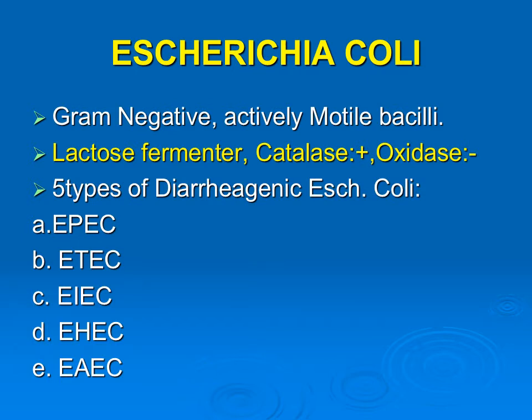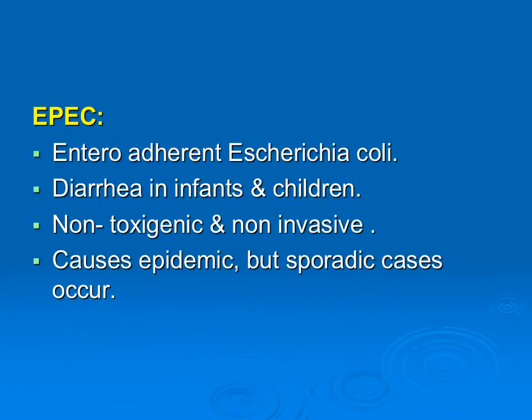Now we are going to mention the 5 important diarrheagenic strains, the toxigenic strains of Escherichia coli. They are named as enteropathogenic Escherichia coli, enterotoxigenic Escherichia coli, enteroinvasive Escherichia coli, enterohemorrhagic Escherichia coli, enteroaggregative Escherichia coli. So these are the 5 different types of diarrheagenic Escherichia coli.